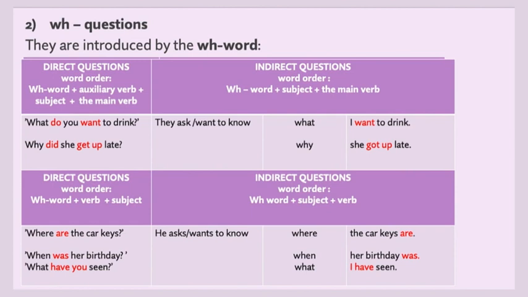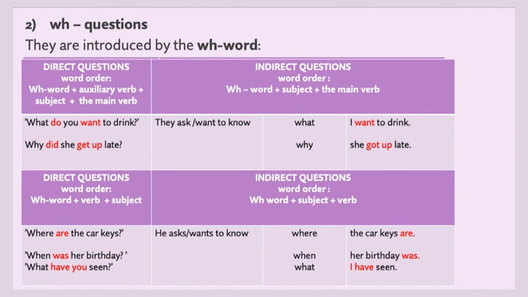Another group of questions is WH questions. Sledeća grupa pitanja su pitanja koja počinju upitnim rečima, a upitne reči su what, where, when, why i kod njih važi sledeći redosled reči u direktnim pitanjima. Upitna reč plus pomoćni glagol plus subjekat plus glavni glagol. U indirektnim pitanjima redosled reči je sledeći. Posle glagola u sadašnjem vremenu imamo upitnu reč, pa subjekat, pa glavni glagol.